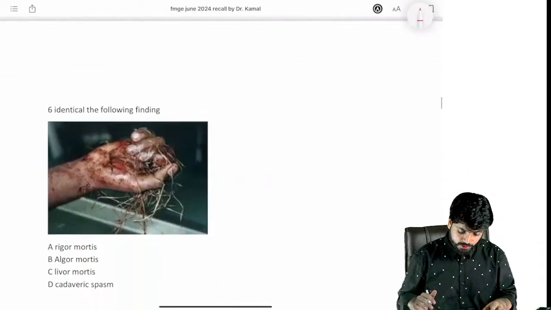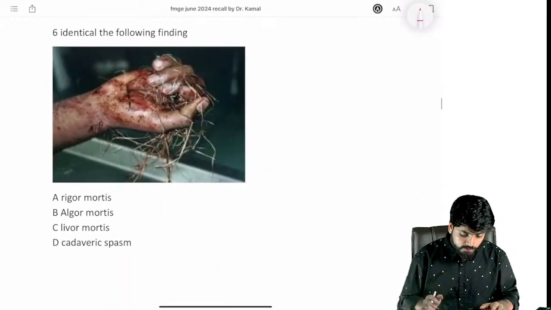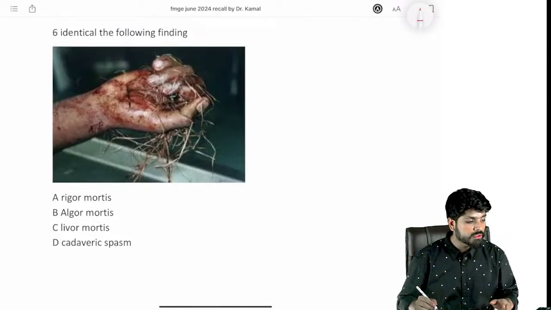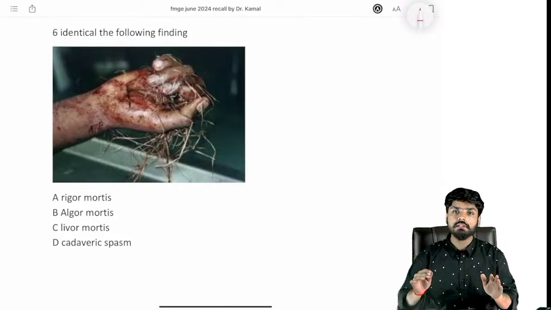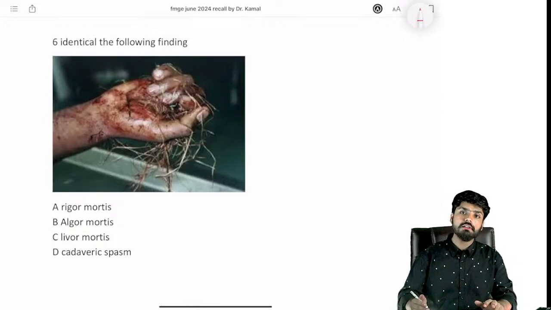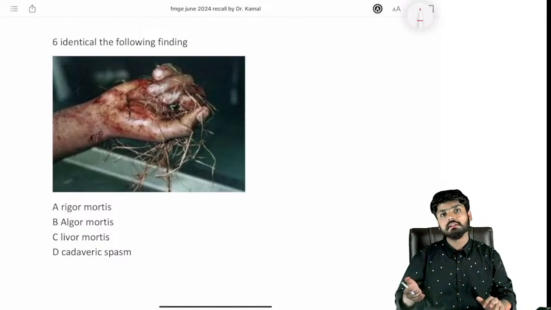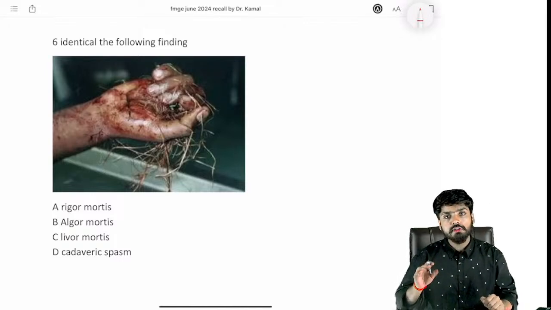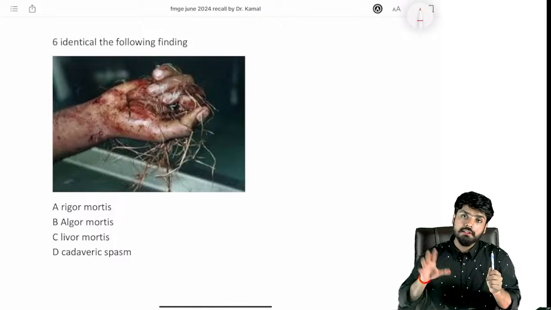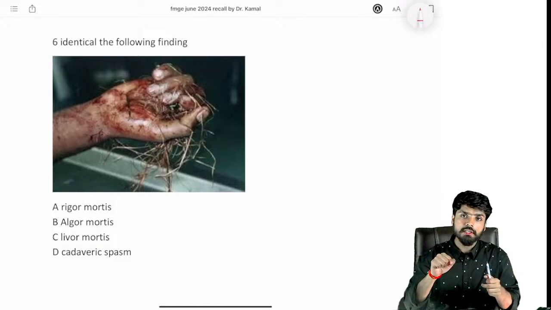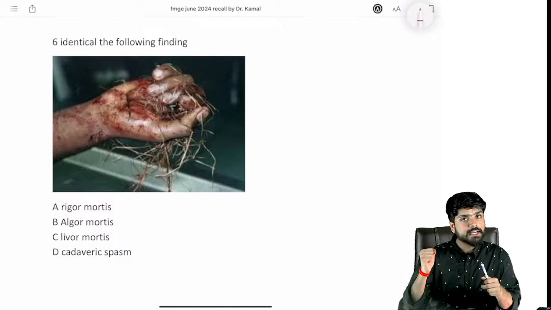Now moving on to the next question. Which of the following is the identical finding? Now as you can see how many times this particular image has been repeated. I hope this is the same image or the kind of image that you can easily understand. We see here there is a hand holding some vegetative stuff in its hand. Okay, now you have to understand one simple thing, that in this characteristic finding, the patient was drowning or doing something and he grabbed something in his hand and then it stayed like that over there.